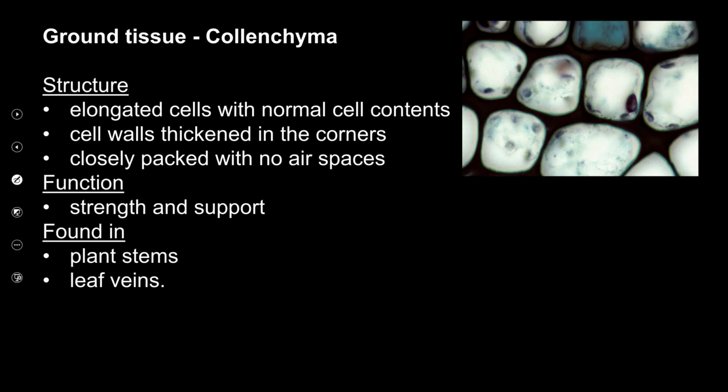The first one we're having a look at is something called Collenchyma, where the cell walls are thickened in the corners. If we have a look there, we can see the corners, and that is where the cell walls are extra thick. They also don't have any air spaces. And because they've got thick walls, their function is for support. So they would obviously be found wherever support is needed.